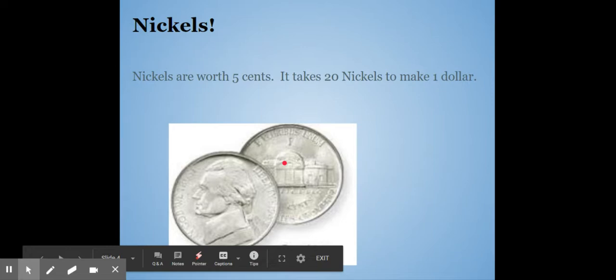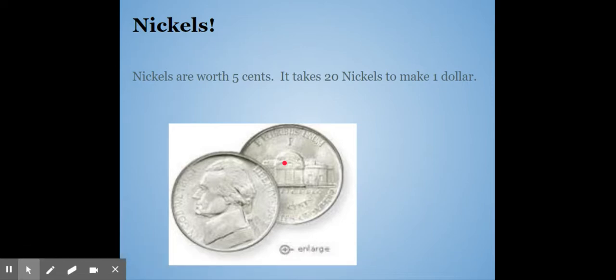What about how many pennies 2 nickels would be worth? Think about that for a minute. If you said 10 pennies, you would be right, since each nickel is worth 5 cents. If you had 2 nickels, you would have 10 cents, which would be 10 pennies.